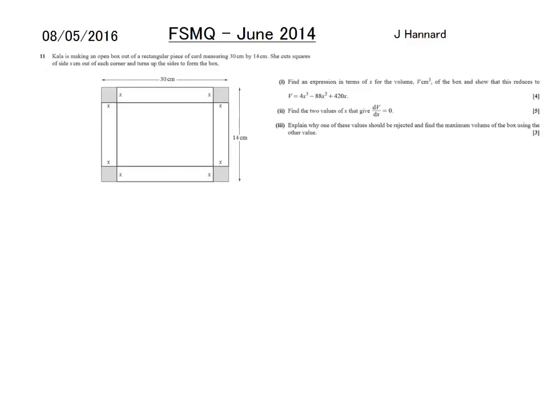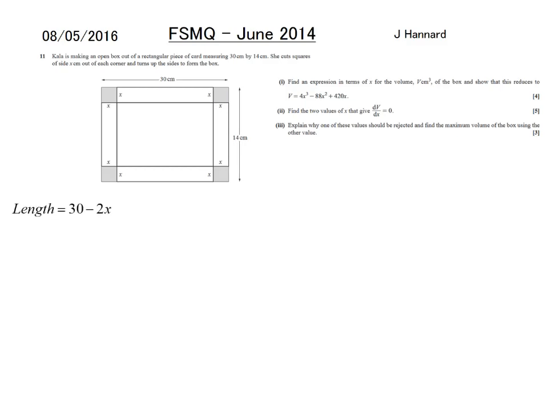Question 11 then. Carla is making an open box out of a rectangular piece of card measuring 30 centimeters by 14 centimeters. She cuts squares of side x centimeters out of each corner and turns up the sides to form the box. So find an expression in terms of x for the volume of the box and show that this reduces to V equals that.